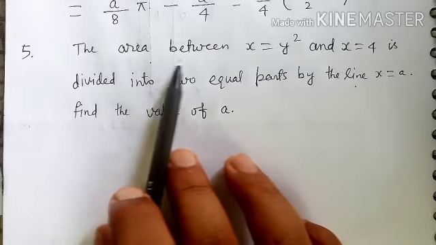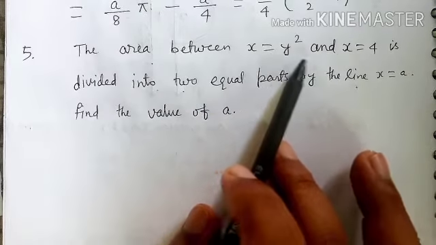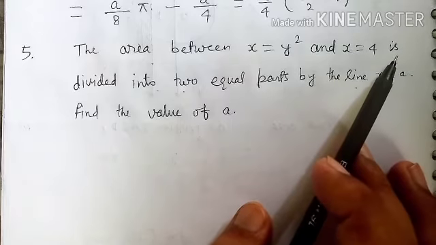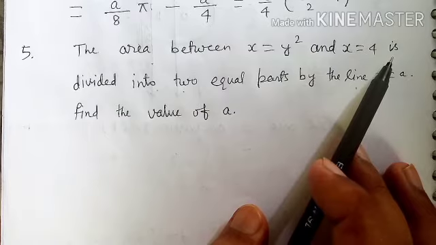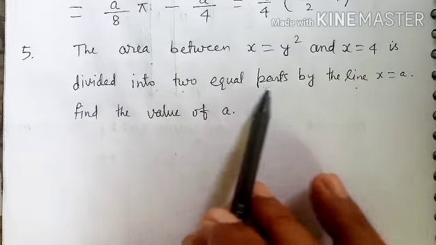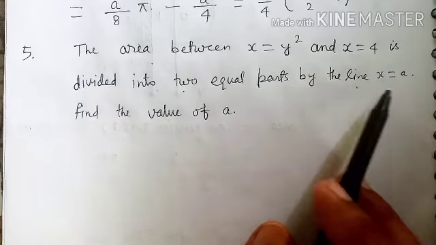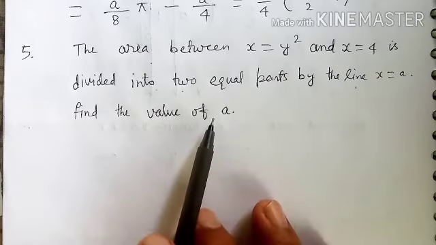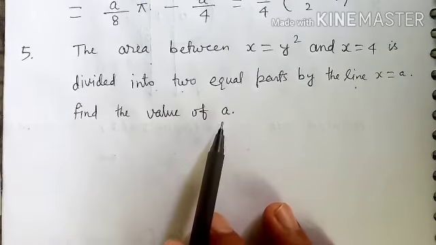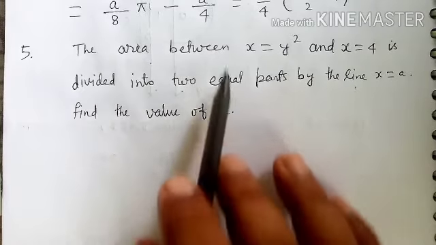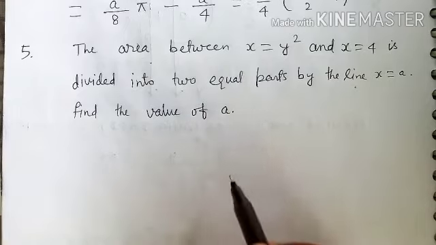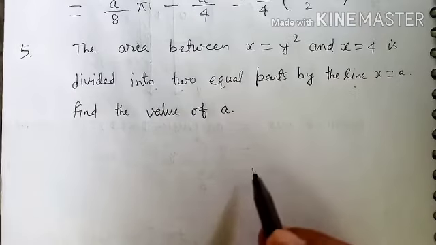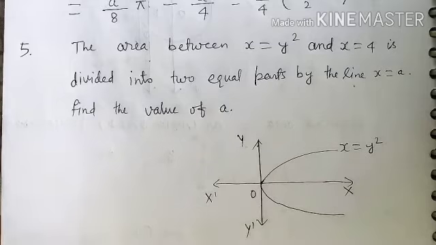Find the area between x is equal to y square and x is equal to 4, if it is divided into two equal parts by the line x is equal to a. Find the value of a. Here we have to find the value of a. This is a parabola symmetric about x-axis. Let us draw its diagram. This is the parabola, x is equal to y square.